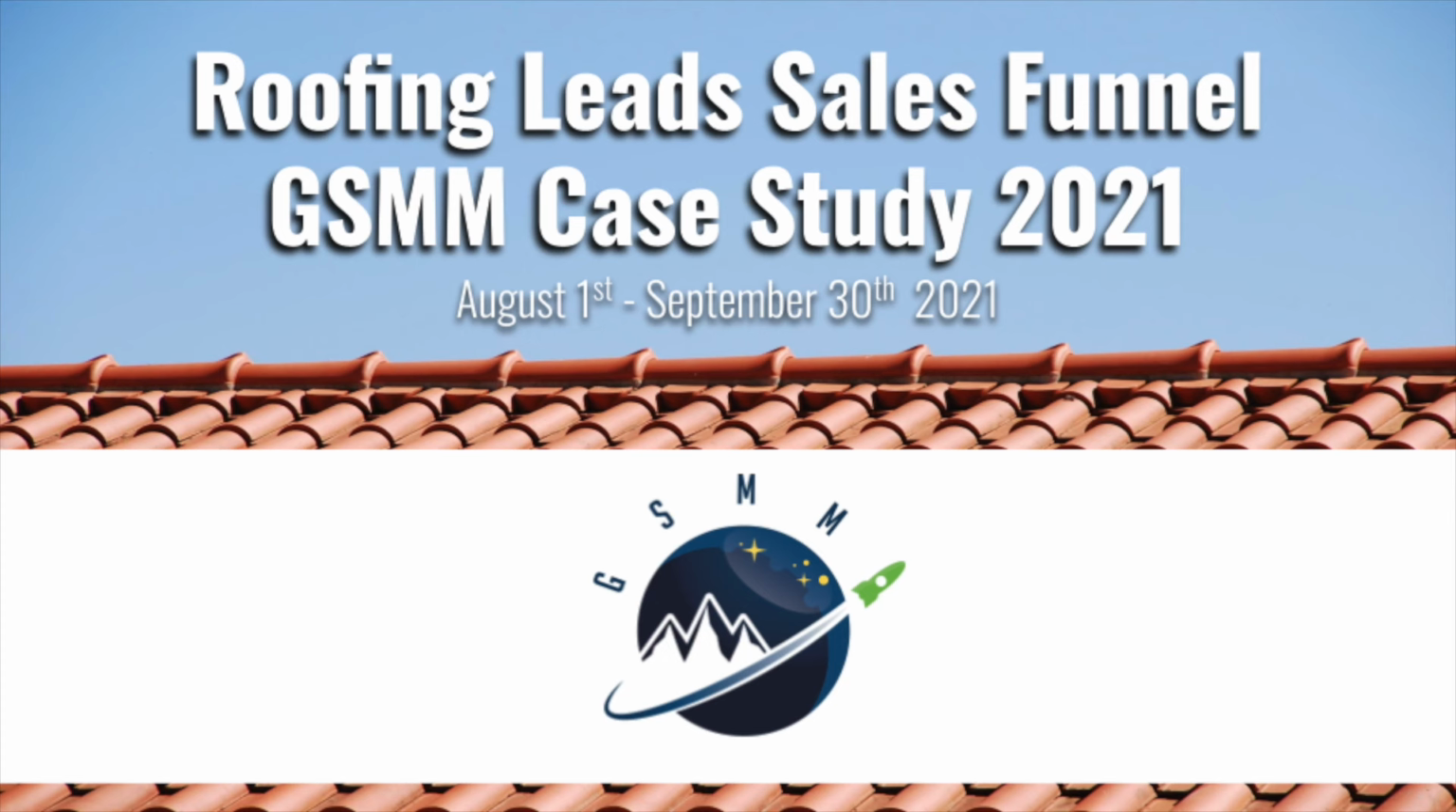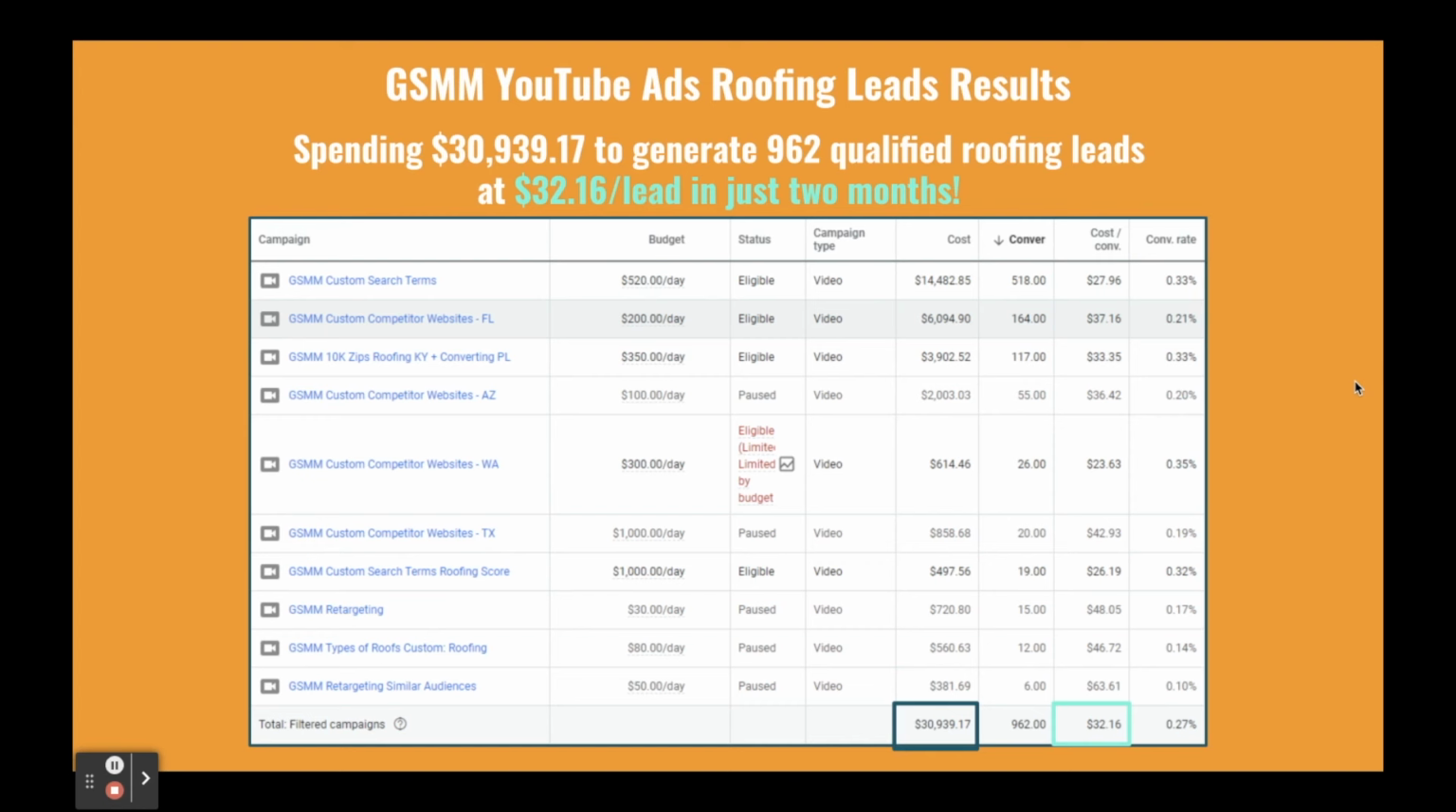Can you see it? Yep. Okay, great. So this is our case study through some of the different campaigns. This is a summary of all the different campaigns that we ran in the 2 months prior to this month with their account. So we spent a little over $30,000 to get close to 1,000 leads. Their leads are coming in at about $32. You can see the different types of campaigns that we're running for their account.